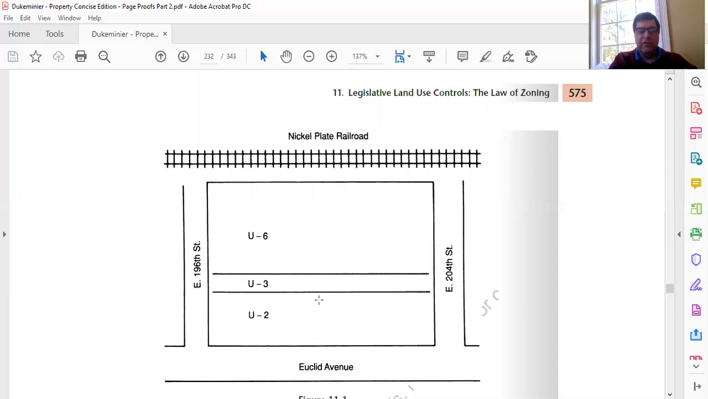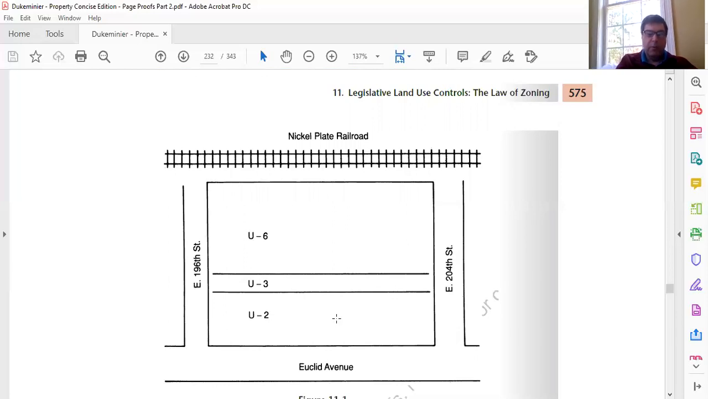But the zoning ordinance doesn't do anything to help them on the supply side, because somebody who is searching for residential property could build it in a U2 area, but they could also go to a U3 area, or they could go to a U6 area. So the people who are interested in residential property still have lots of options about where they could locate a house. So it makes sense, I think, that adoption of the zoning ordinance reduced the value of this property along Euclid Avenue, maybe even by a significant margin.